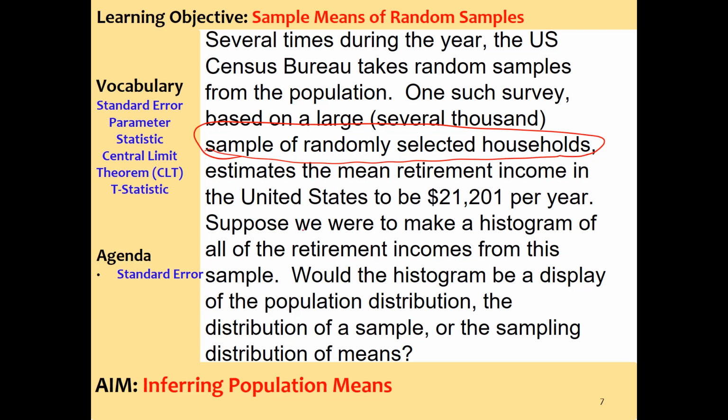Okay. Suppose we were to make a histogram. So this is the important part. We were to make a histogram of all the retirement incomes from the sample. Notice how it says we're not inferring about the population. It's interesting. They talk about getting this number, but if you unpack the next sentence, it's saying don't worry about this number. We're going to just take how we got this number. We're going to take all those houses, right? And we're going to put their income into a histogram.